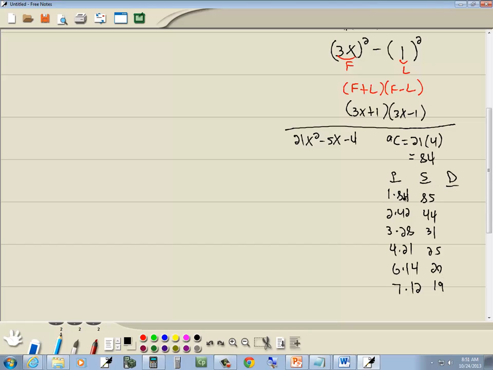D, difference, we want to subtract them, smaller from larger. 84 minus 1 is 83, 42 minus 2 is 40, 28 minus 3 is 25, 21 minus 4 is 17, 14 minus 6 is 8, 12 minus 7 is 5. The number we're looking for is always the number in our middle term, which is a 5, which is right here. So we're going to use 7 and 12.